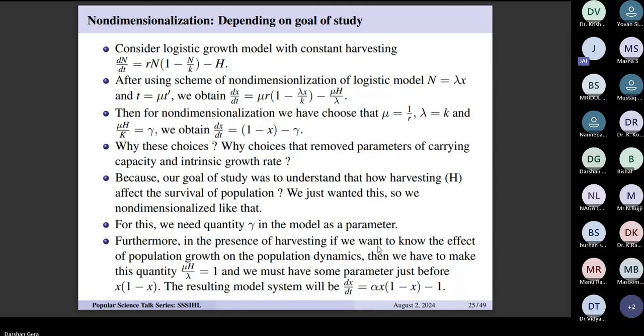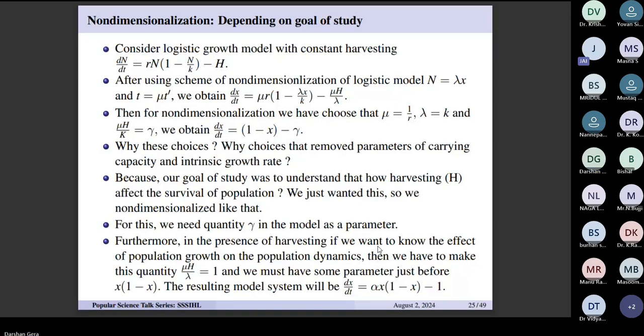And if we non-dimensionalize in the same way as I have done for the logistic model, then immediately you will have dx/dt equal to this. And by setting all the parameters, you will be left with dx/dt equal to 1 minus x minus gamma. Why have I non-dimensionalized like this? I am having a parameter gamma in the place of constant harvesting h. The reason is that I want to check the impact of harvesting on the population survival. What impact will it raise or leave on the survival of the population? So I am non-dimensionalizing like this.